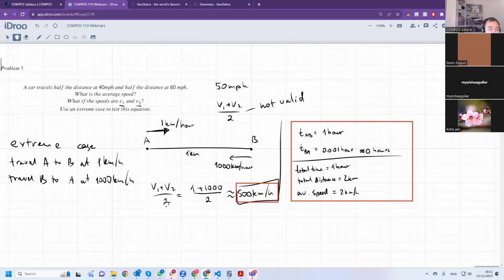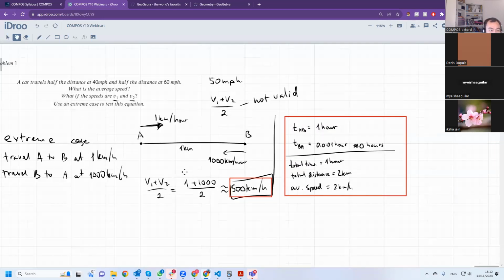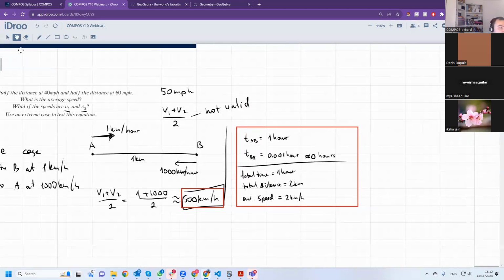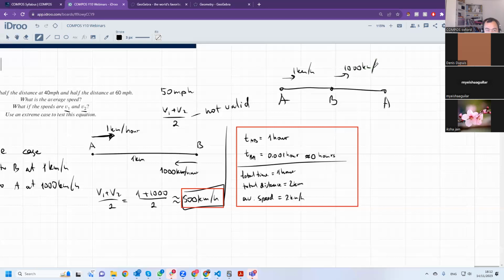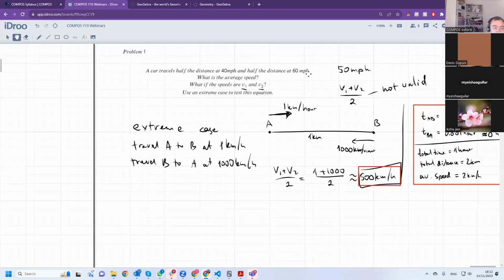B would just be the middle. The distance is 2 kilometers. This is A, this is B, and then you're back to A. So you travel this distance at 1 kilometer per hour, and you travel this distance at 1,000 kilometers an hour. This is 1 kilometer, and this is another kilometer. So yeah, it doesn't really make a difference.